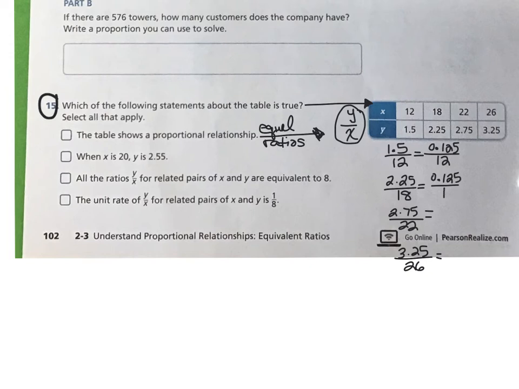Oops, I made a mistake. Hold on. Let me get my eraser out. That should not have been 125 thousandths to 1, that should have been 125 thousandths to 1 on that first one. Okay, so I fixed it.